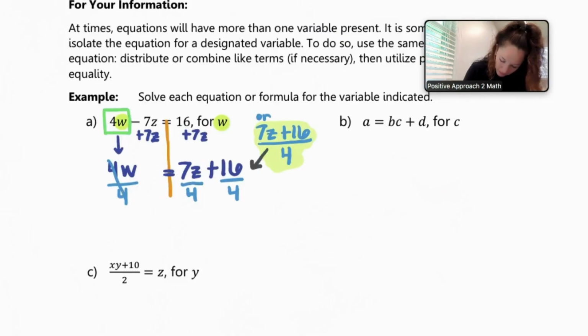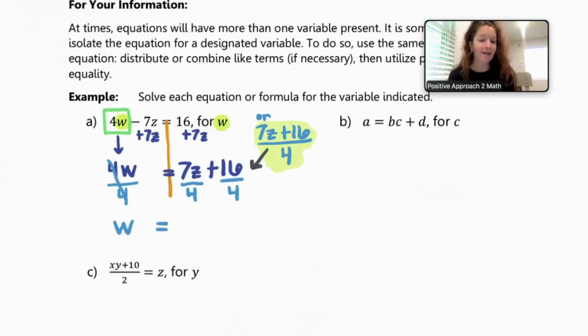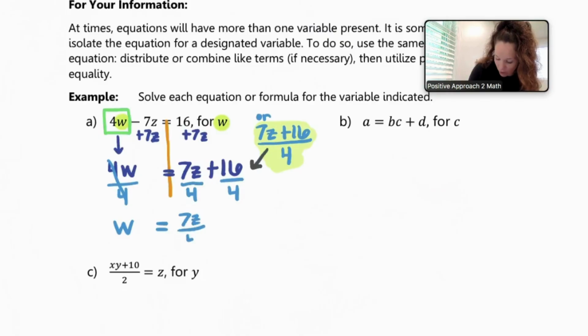W by itself. 7 over 4 does not simplify, so I'm going to leave it. 7z over 4. You could also write that as 7/4 times z. And then 16 divided by 4 gives me 4. Okay? So that would be my final answer.